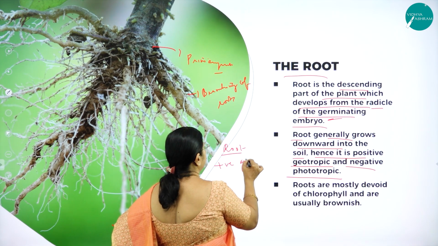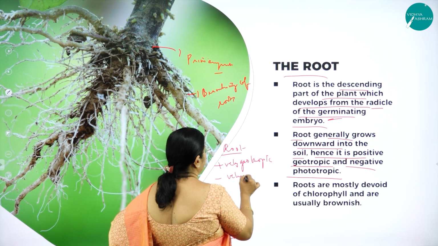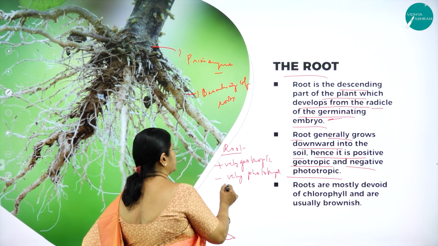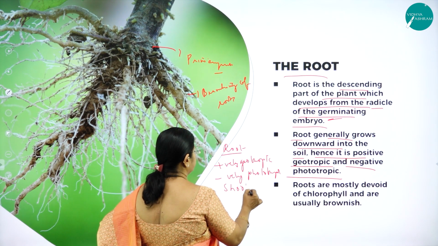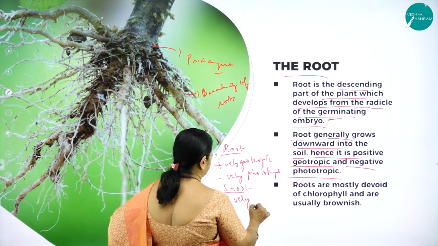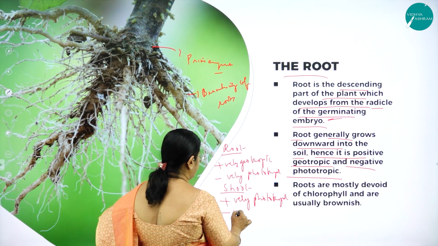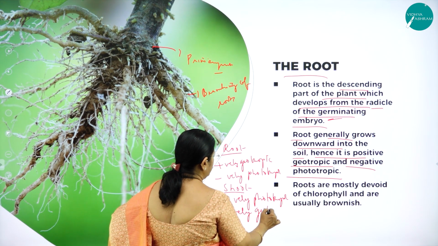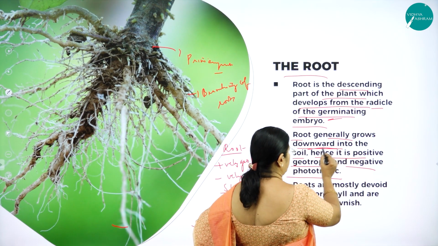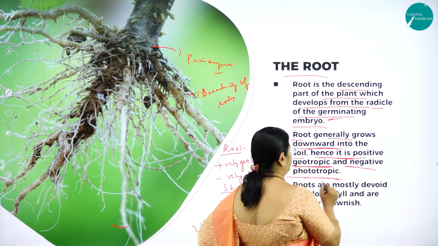Positively geotropic and negatively phototropic, whereas it is vice versa in the case of shoot. What is it? It is positively phototropic and negatively geotropic. So root generally grows downwards into the soil, hence it is positively geotropic and negatively phototropic.